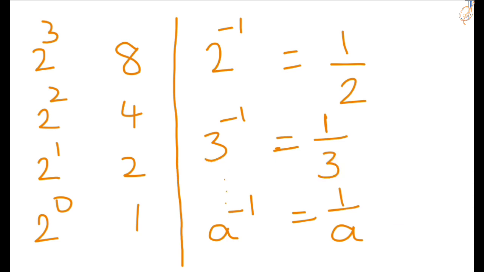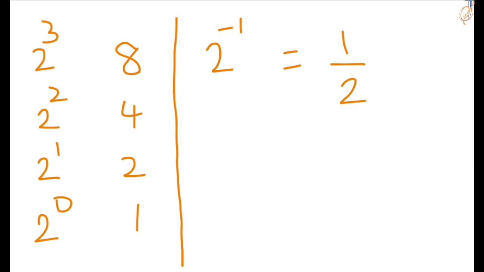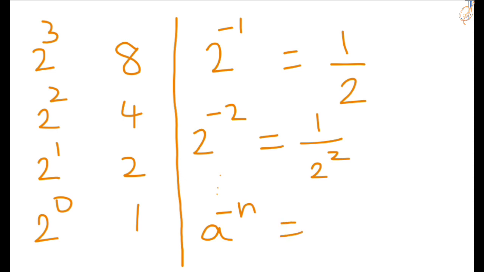We will continue the pattern. 2 power minus 1 equal to 1 by 2. If you are decreasing again, you will get 2 power minus 2. So the value is 1 by 2 square. So same like that, you will continue. A power minus n is equal to 1 by a power n. This is one of the exponential laws. Same like that, we have a few more laws.